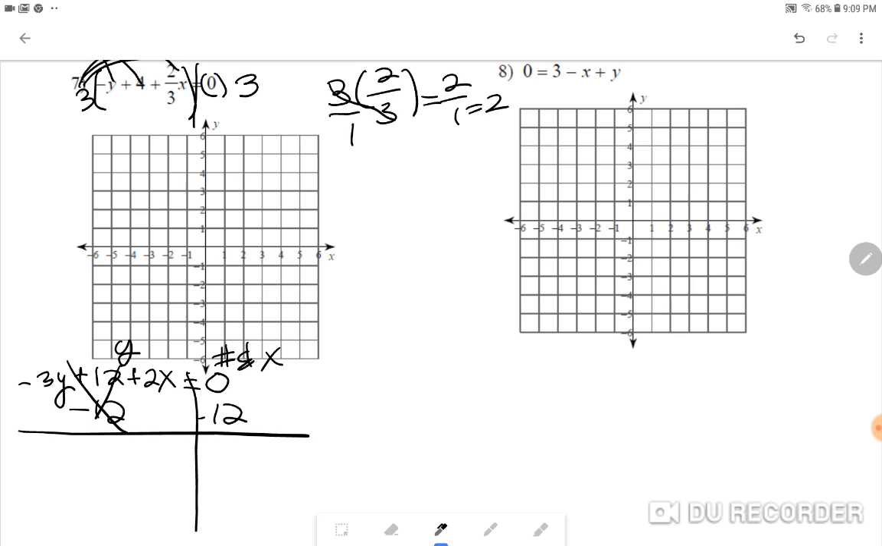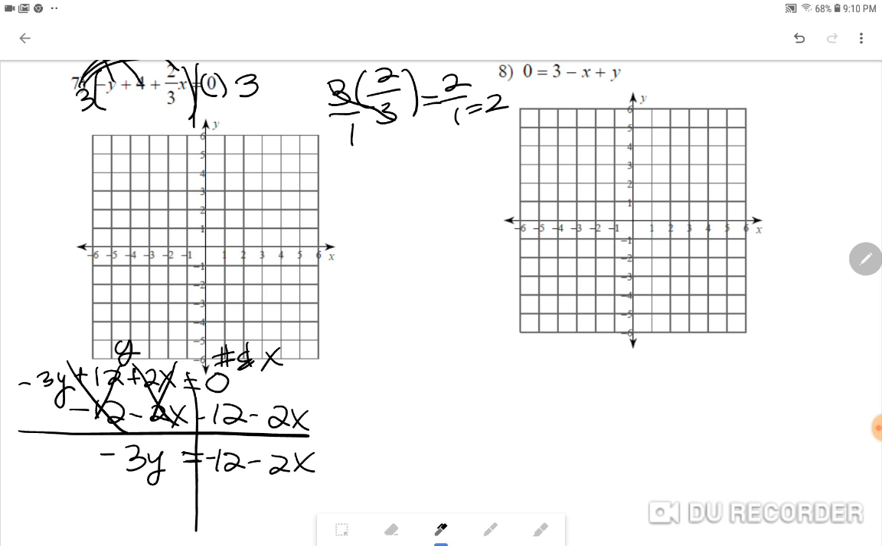I can cancel them. Now, 2x does not have a y, get rid of it. So I'm going to do minus 2x. And what you do to one side, you do to the other. These are opposites, they're going to cancel. So all you have is negative 3y is equal to 0 minus 12, which will give you negative 12 minus 2x.